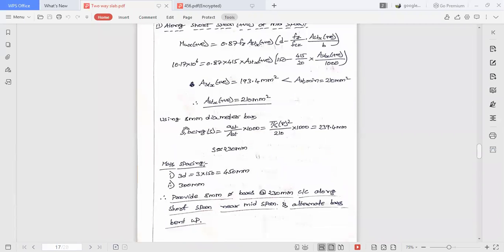Now for that spacing, same 8 mm diameter. As a designer, you should select, it's not mandatory, but it's a better practical thing to select the same diameter of bars in all the directions.